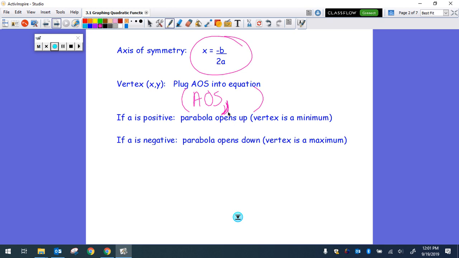And then the last two, if a is positive, it opens up, which means it would look like this. A parabola that opens up, which means this vertex is going to be a minimum because it's at the very bottom. If a is negative, that means it's going to open down, which means this vertex is going to be at the very top and make it a maximum. You do need to know if it's a minimum or a maximum. So let's get into some problems.